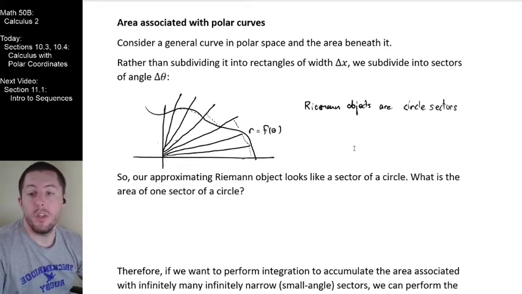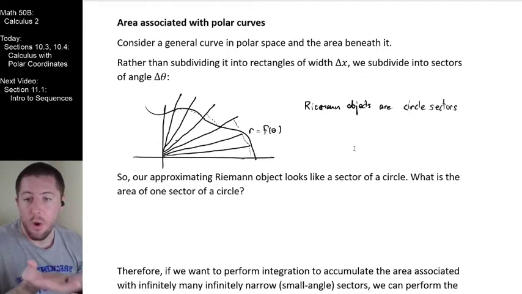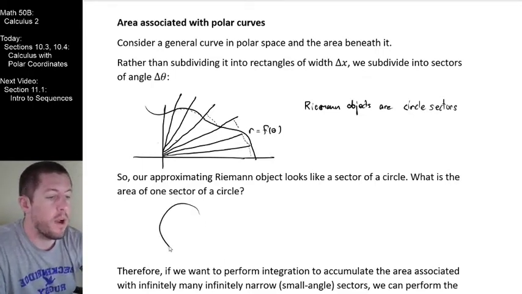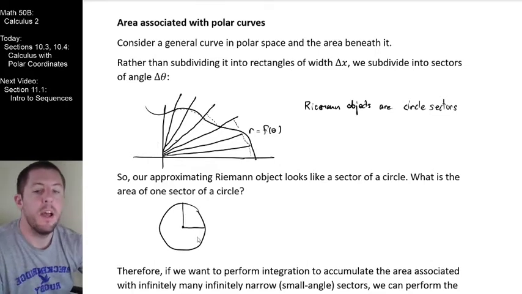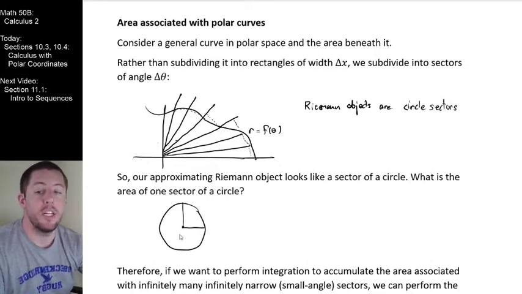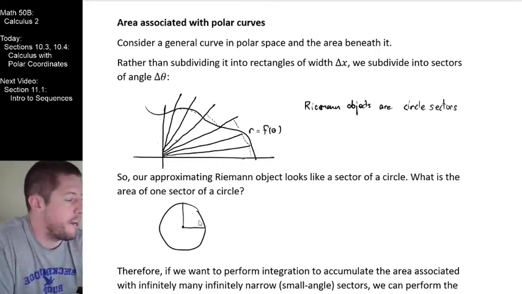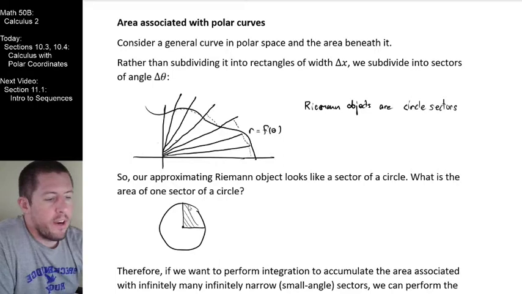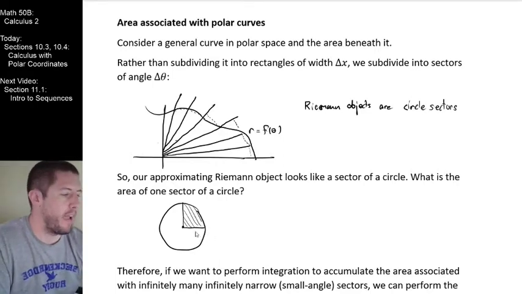So if we're going to accumulate an infinite number of Riemann objects, we need to know what the area of one general Riemann object is going to be. By the way, this is one of those things where I kind of hate using this formula. When I teach trig, I encourage people to not actually use this formula, but it's finally going to be useful in calculus land. How do we get the area of one sector? If this was the area that I'm interested in, one sector is just one chunk of a circle swept out by some amount of angle.